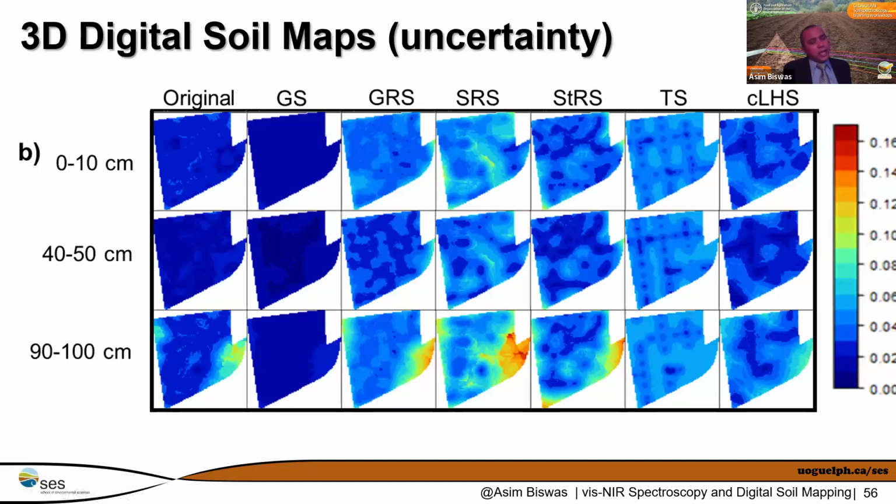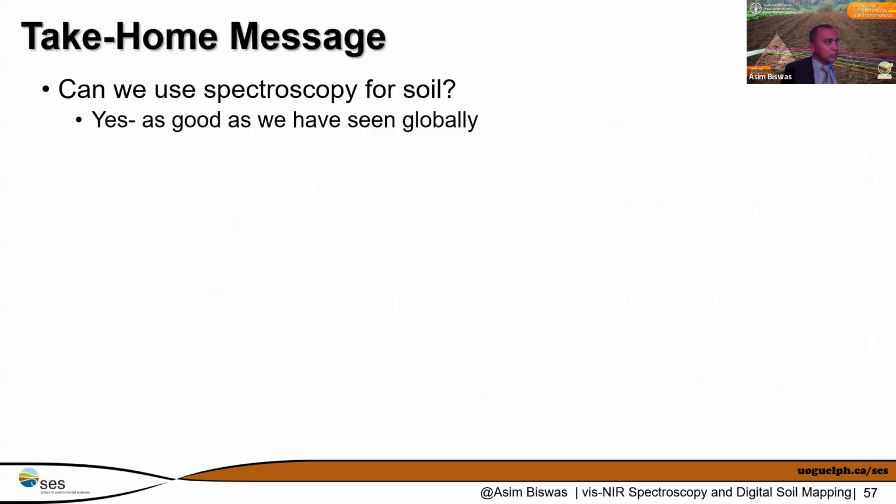So what it could help us with is that the spectrometer can help us intensify the data collection. Once we intensify that data collection, we can generate 3-dimensional digital soil maps and calculate the uncertainty as well, which could help us with any of the management activities we want to run. So this is the last slide.